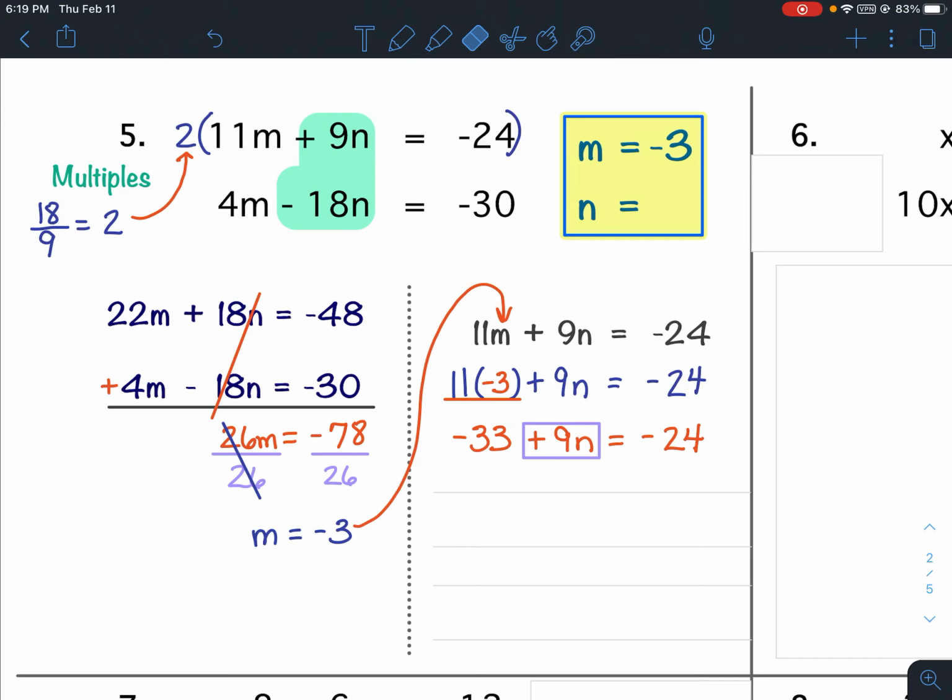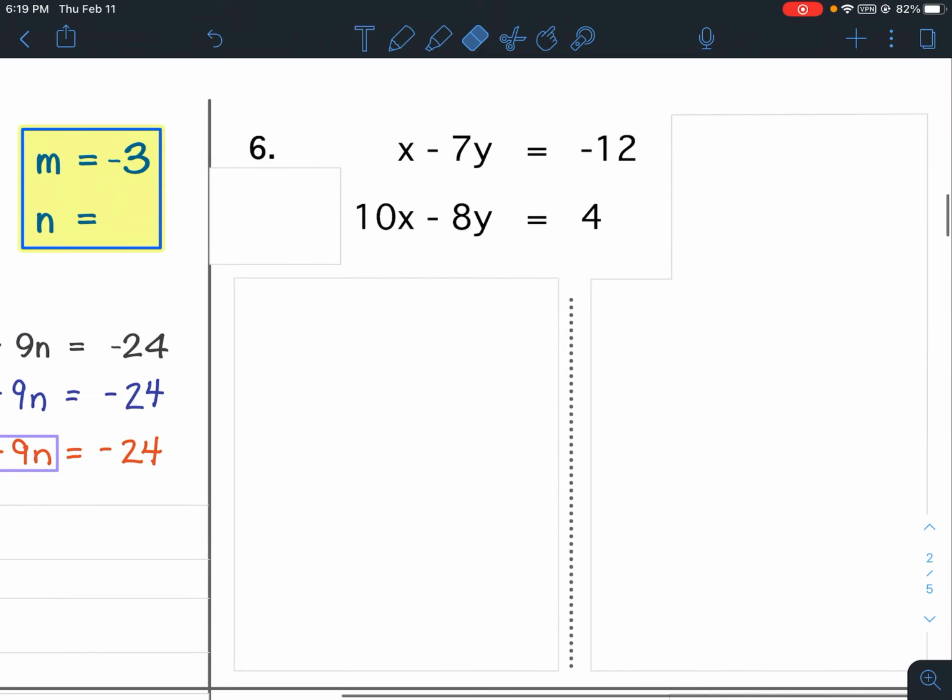Pause your video, make sure you have everything written down for number 5, and go ahead and finish number 5 before continuing the video. Okay, question number 6.